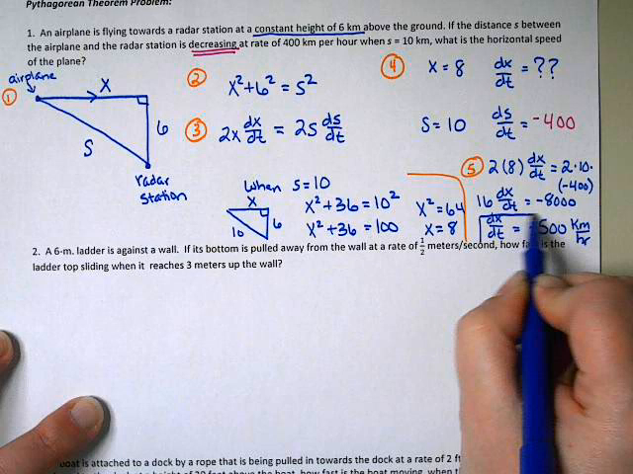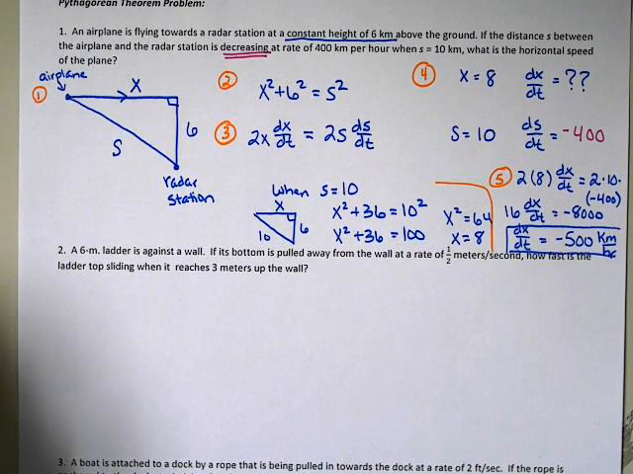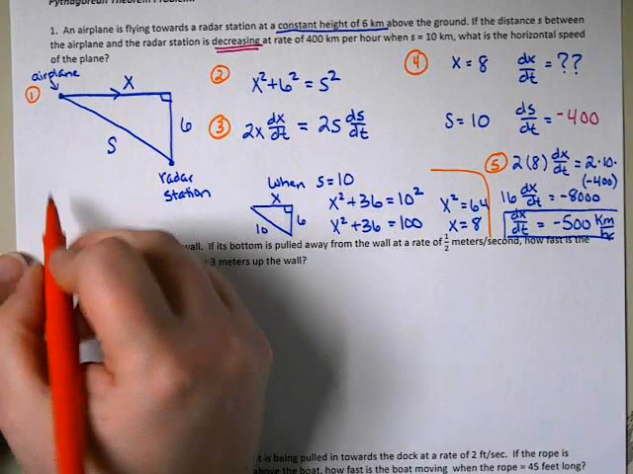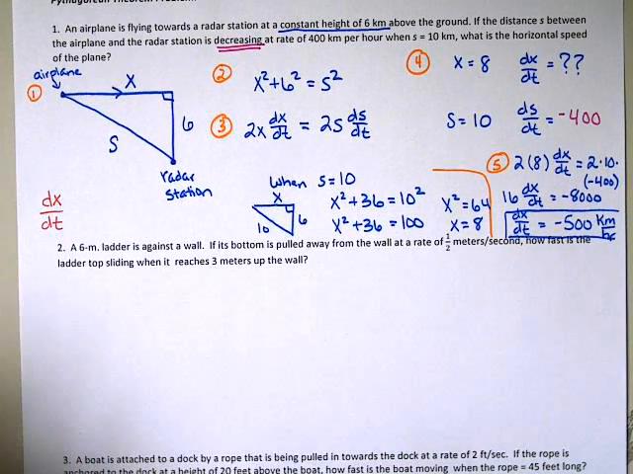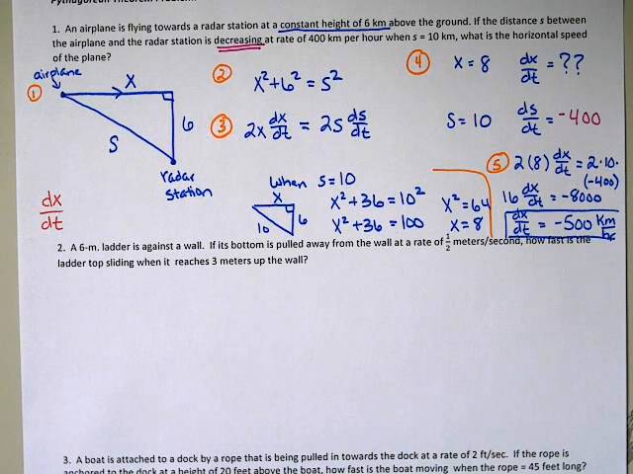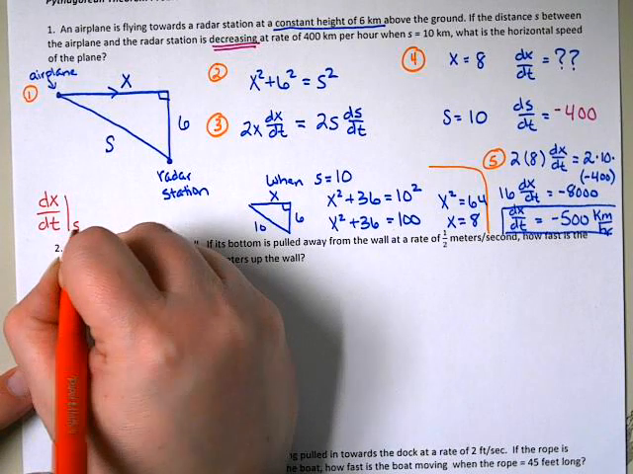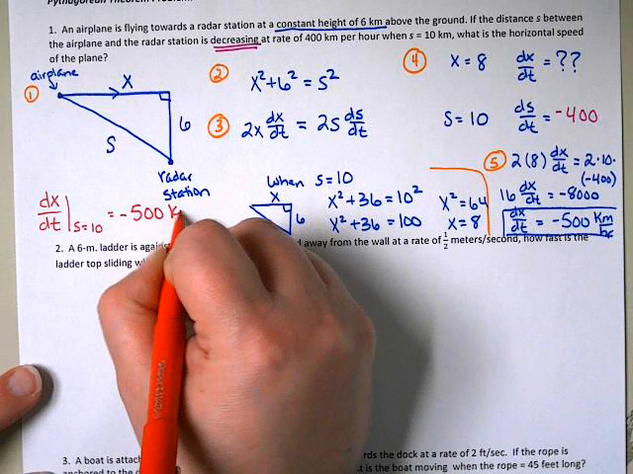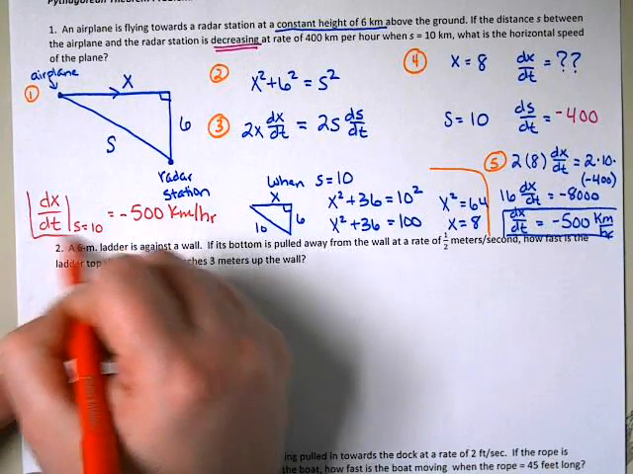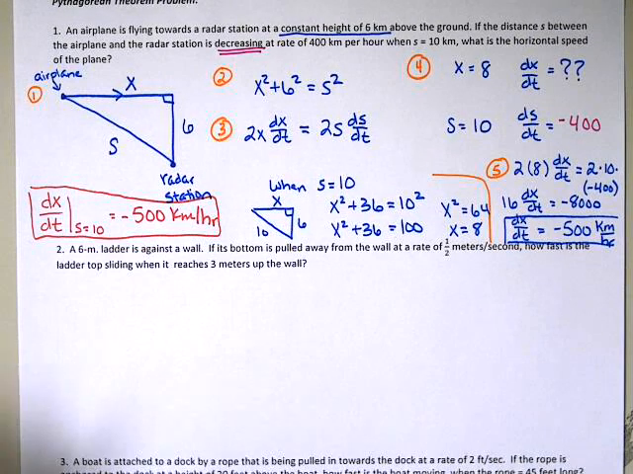And so that is our final answer. Sorry, I kind of ran out of room there. But I'm going to go ahead and write my final answer over here as well, because I'm going to write it a teeny little bit differently. So the rate of change of the horizontal distance, no, the horizontal speed of the plane, sorry, when s is equal to 10 is equal to negative 500 kilometers per hour. So this is just another way to write it so that we know specifically what it is we're looking at. So I just want you guys to be able to see that.